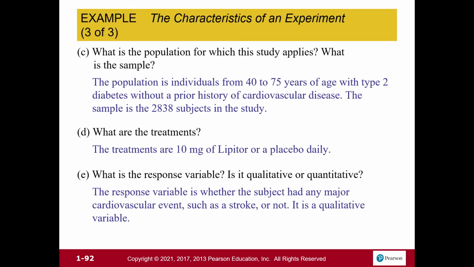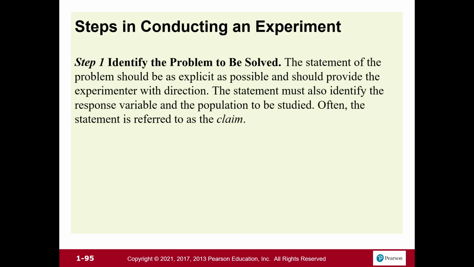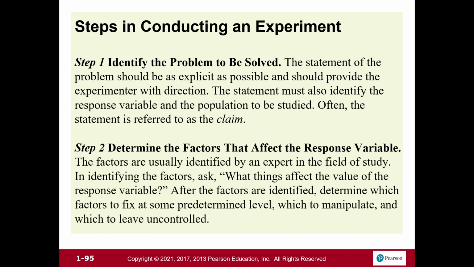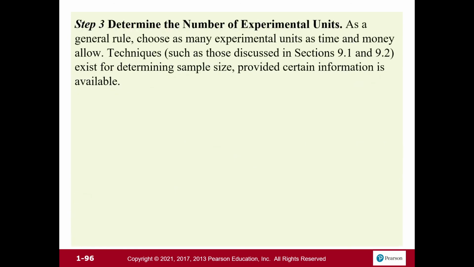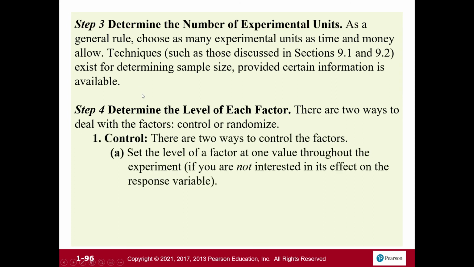All right, so let's look at the steps in designing an experiment. Step one would be to identify the problem to be solved, determine the factors that affect the response variables, and then we can try to control those, determine the number of units that we're going to be using. All right, it probably also deals with the resources that you have, the amount of money that you have. So step four, we're dealing with different ways to control the factors.